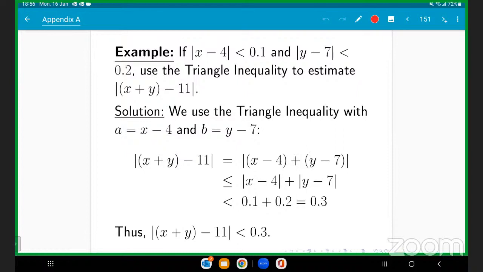But this example concludes the lecture for today. There will be a lecture at the same time tomorrow. I think it's to do with an introduction to matrices and linear algebra.